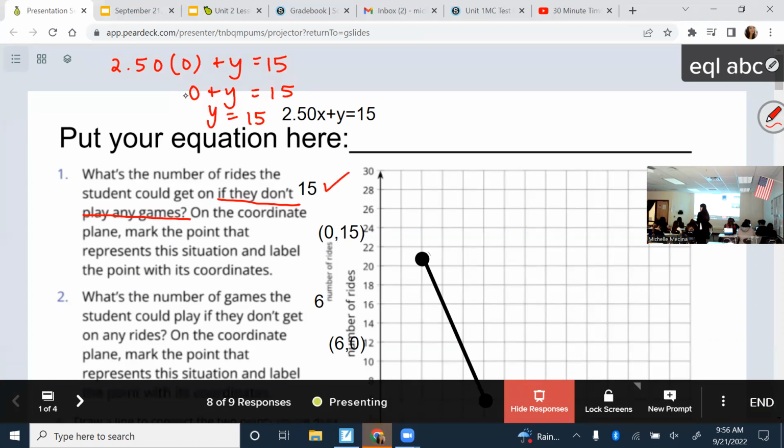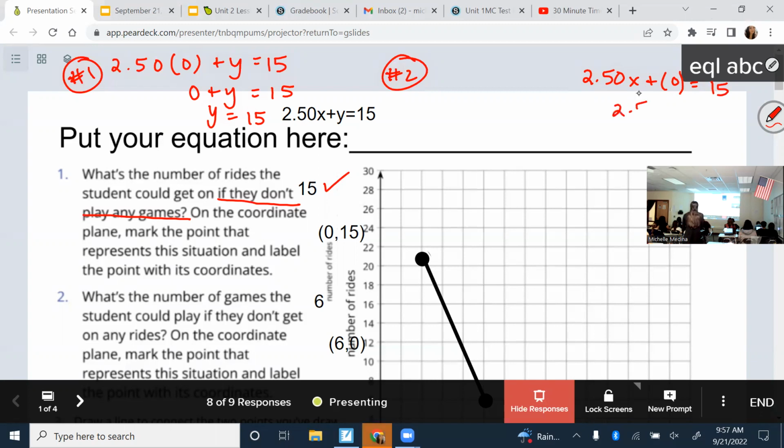So you guys are correct. Good job. And then for the second part, what's the number of games the student can play if they don't get on any ride? So in this case, what is 0 for number 2? This is number 1 up here. For number 2, what is going to be 0? The x or the y? The y, because this time they're not getting on any ride. So x is still x, that's what we're solving for. The y will now be 0. And what's it equal to? 15 still, that's part of our equation.